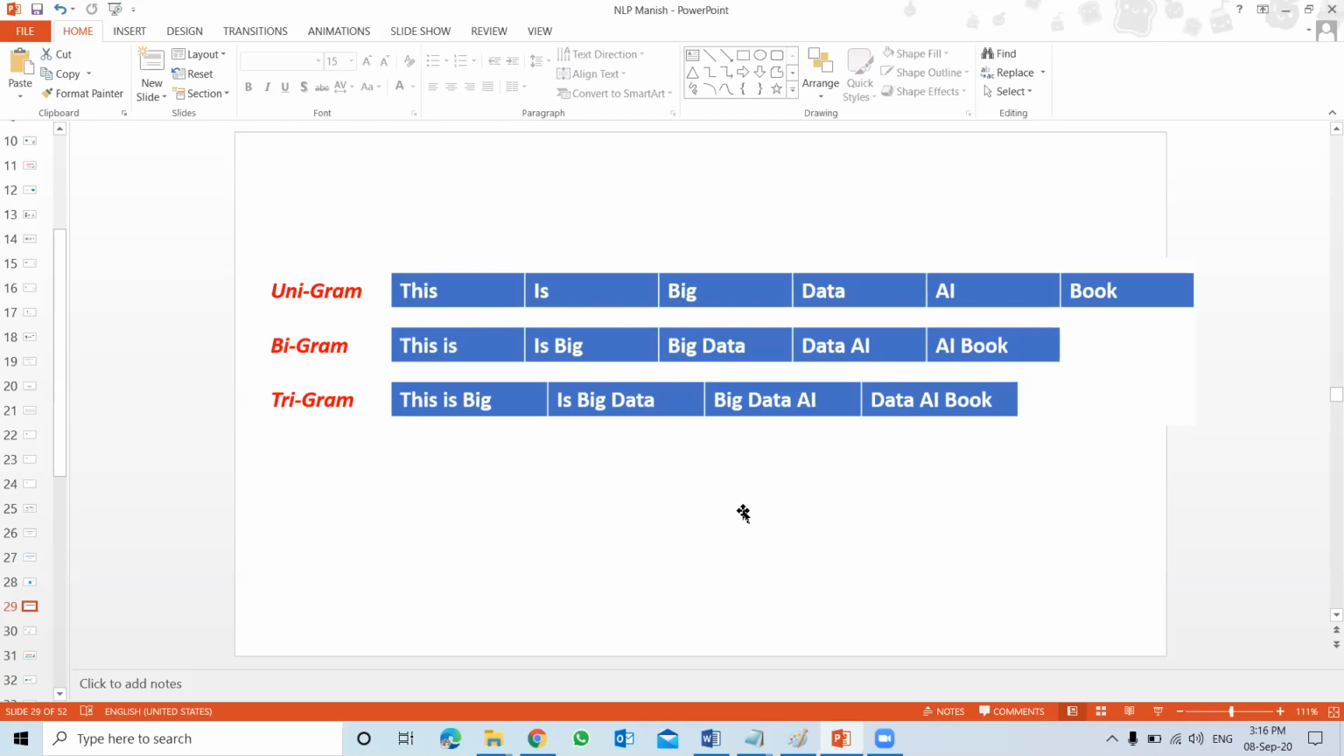In the trigram, we will take three keywords. So we have this is big, is big data, big data AI, and finally data AI book. So guys, the meaning is that initially we have a sentence, so we have to go with the tokenization, and finally we are converting this way. So this is what we have: unigram, bigram, as well as trigram options.